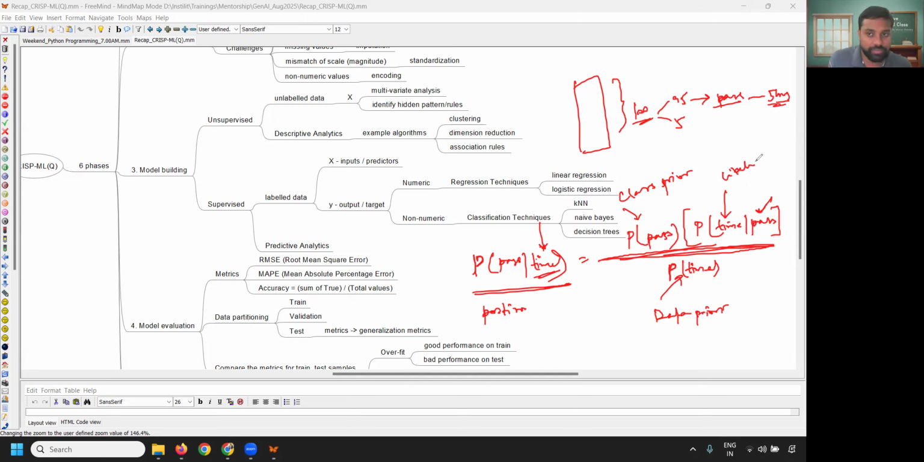This is the likelihood, the data likelihood. Okay, so this is the conditional probability formula which is used in Bayes' theorem. We call this the Bayes formula, or the Bayesian classifier model. So we are using simple probability logic to understand the probability for a non-numeric case.